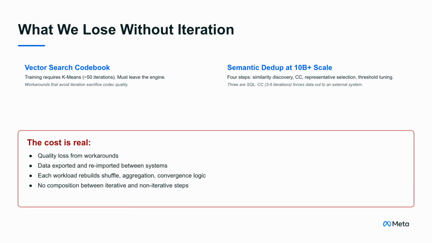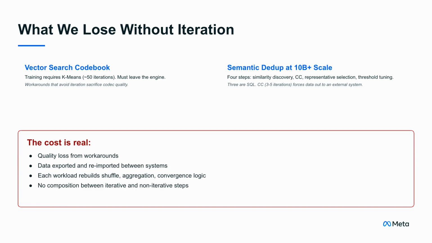So this is what we lose without iteration. Here I will show two examples. Look at vector search. To do vector search, you need to build a vector index. And to build a vector index, you need to build a codebook. The codebook is basically k-means, trying to compute centroids from the vectors. Because it requires iteration, you have to leave Velox. As a result, you are stitching together two systems. You are doing data transfer unnecessarily.